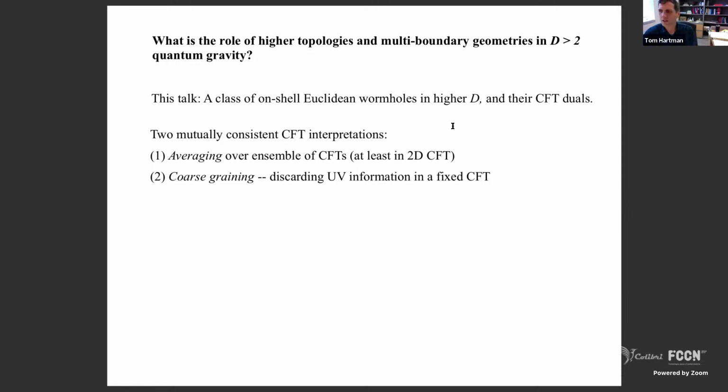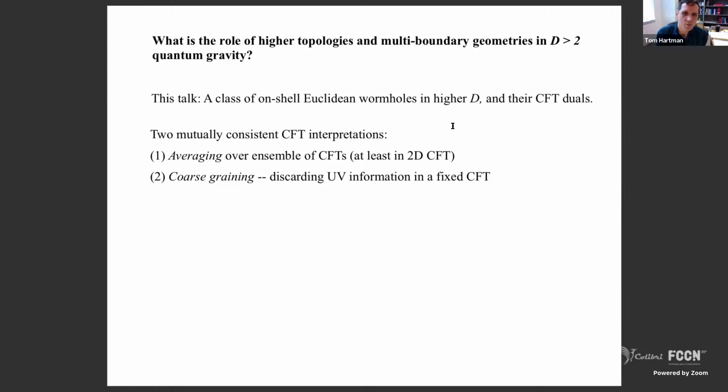The first is as coming from averaging. We can think of these wormholes as coming from averaging over an ensemble of CFTs. That is vaguely true in all dimensions. In two-dimensional CFT, it's something that we can make very explicit and define exactly what we mean by averaging over CFTs and do some detailed checks. In higher dimensions, it's just a vague proposal that it should have something to do with averaging, but we don't know how to average over CFTs in more than two dimensions.